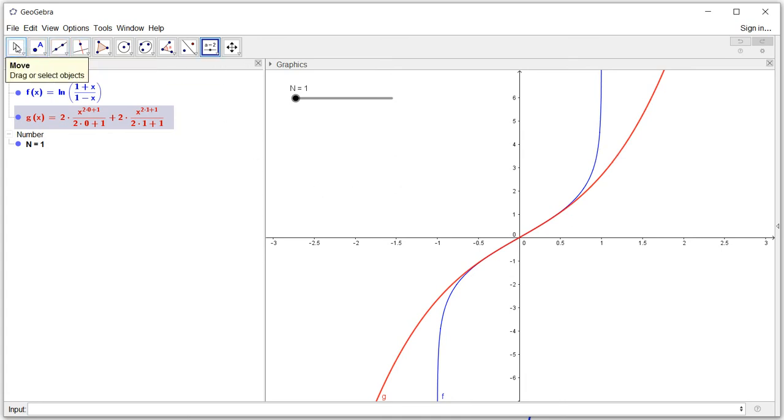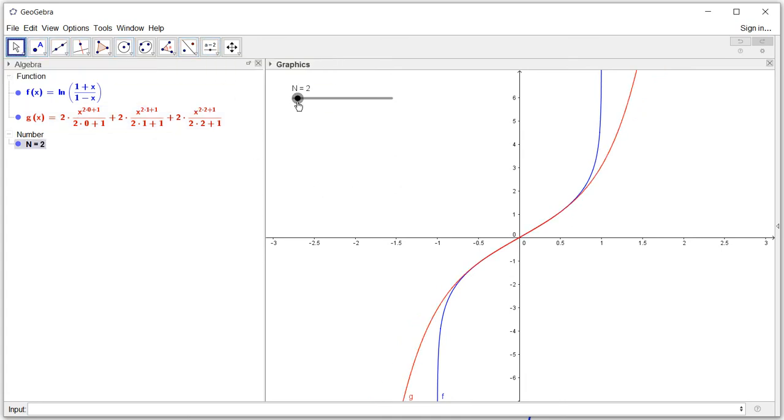So what we're going to do is add more terms. Capital N equals 2. Look, it got a little bit better, and you can see that as I increase the number of terms we add up, the function is getting closer and closer. All right, so we have this picture.